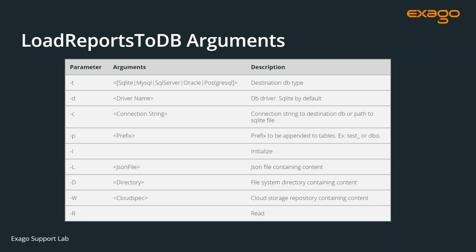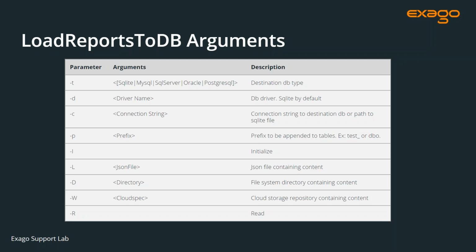W followed by cloud spec will read from a cloud storage repository and load the contents. So the same thing as D for file system directories. R will read the file structure of, and I sort of say file structure in air quotes, but it will display it in a hierarchical structure of the storage management database and display it. This is useful for verifying contents after using any of our load commands here.